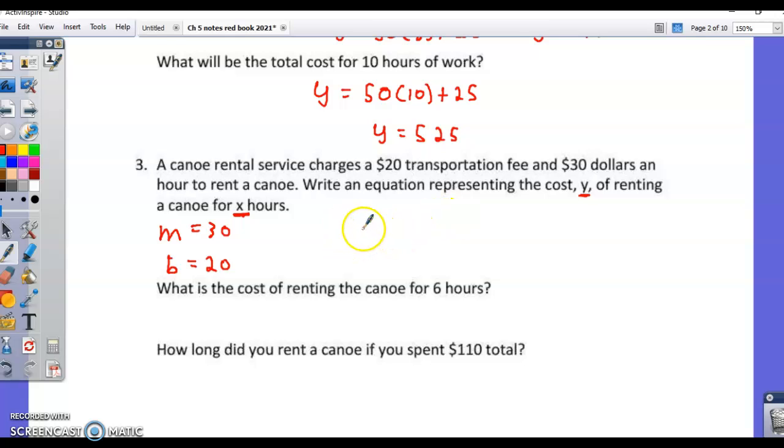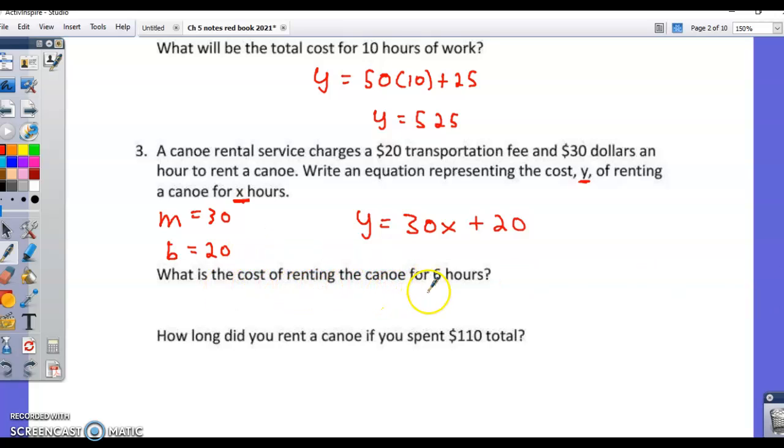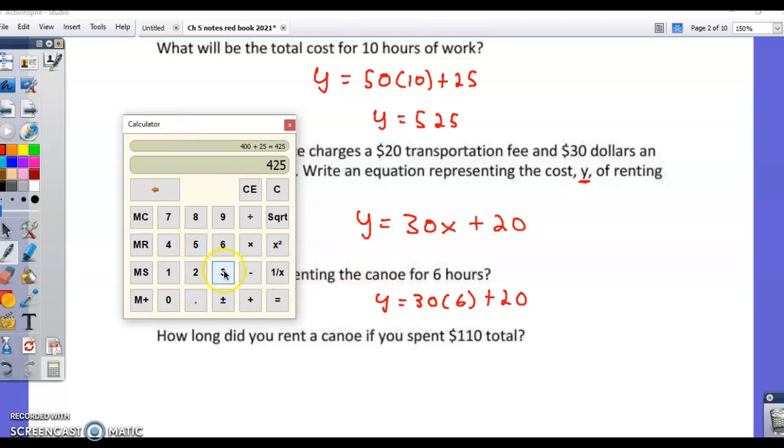So what is our equation? Y equals 30x plus 20. All right, what is the cost of renting the canoe for 6 hours? We put the 6 into our x. Y equals 30 times 6 plus 20. So we can take out our calculator, we can type that in. 30 times 6 gives us 180 plus 20 will give us $200. So y equals $200. So if you rented a canoe for 6 hours, that's what you would pay.